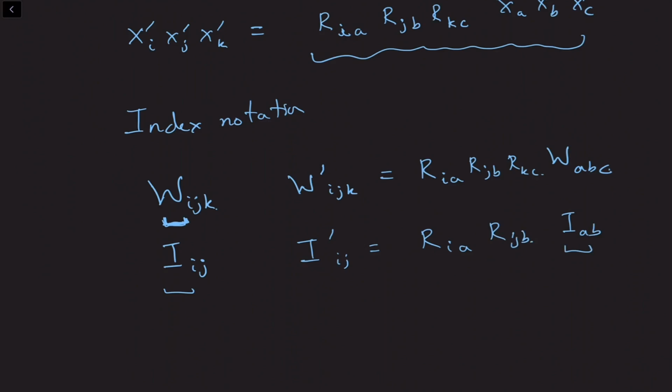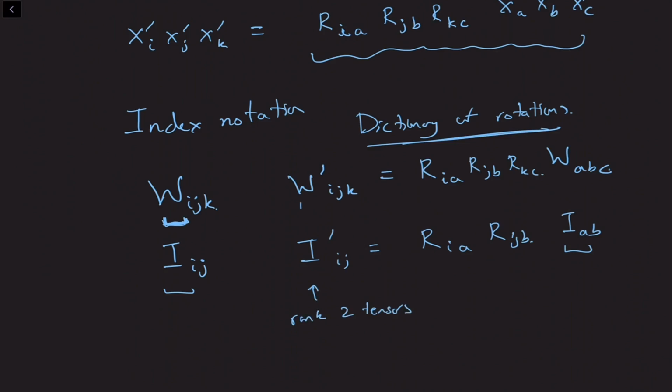So this is a dictionary of rotations of a new set of objects which we call tensors. These are rank 2 tensors, and these are rank 3 tensors.